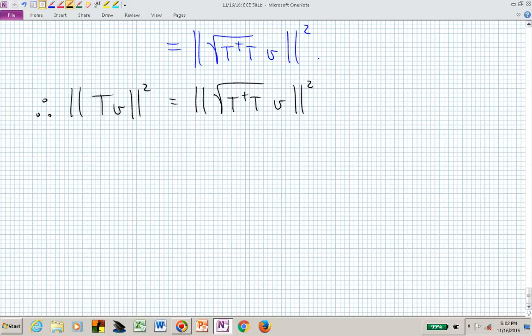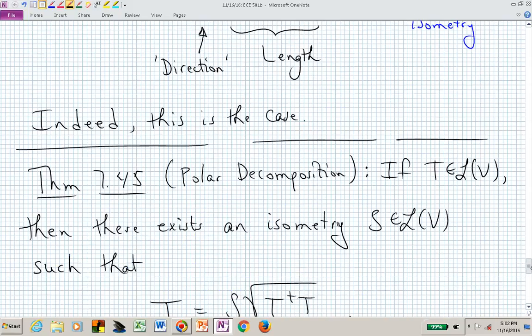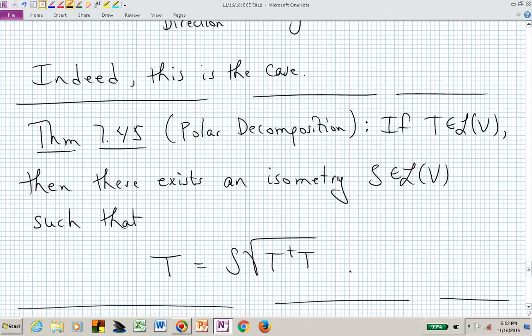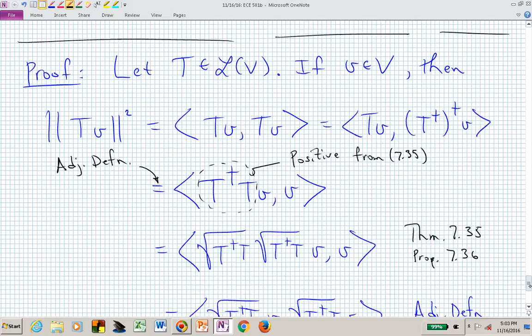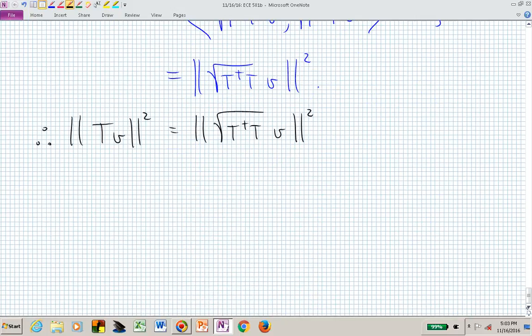All of this scaling then, remember what we're trying to do. We're trying to decompose a map T into two parts, a direction piece and a scaling piece, and we've just demonstrated that the square root of T dagger T has not changed. It preserves the magnitude or the norm piece of T. The ability to contract and expand has now been preserved, and that's good because what does S do? S doesn't change that, does it?